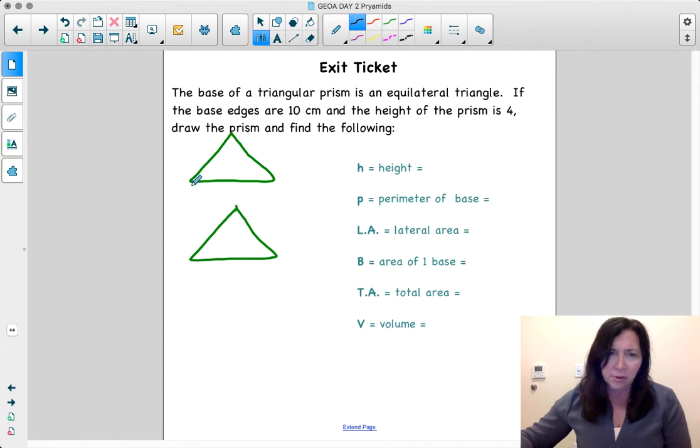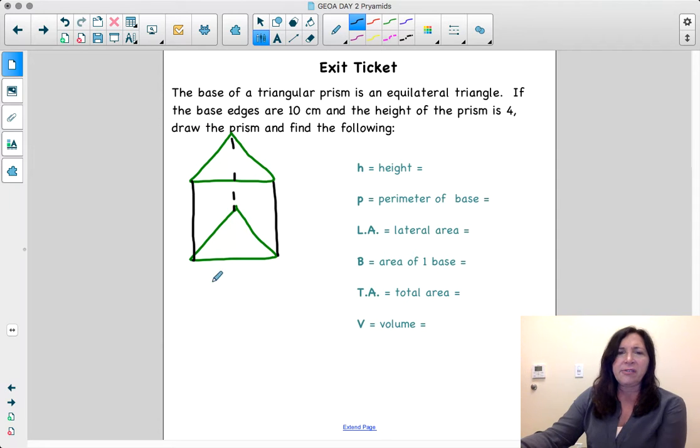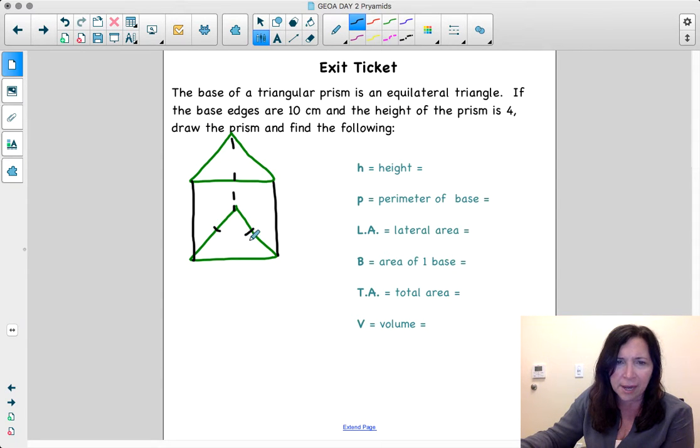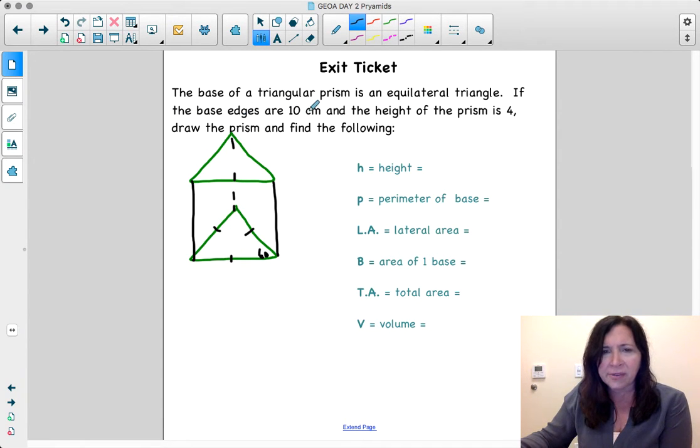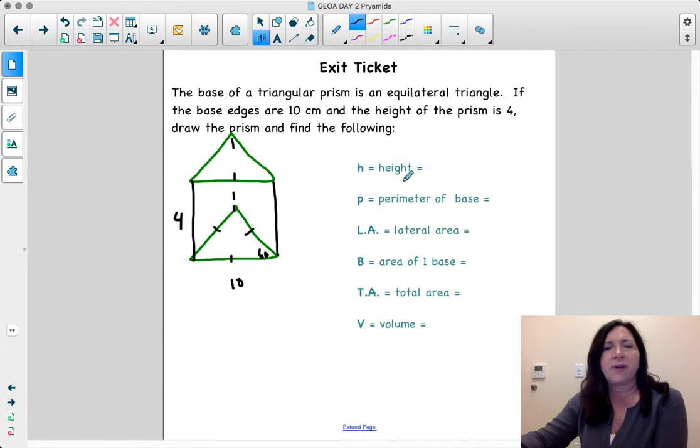And then what you do is you just connect your vertices, right? Okay, connect your vertices. So here we go. The base of a triangular prism is an equilateral triangle. So that means that all angles and sides are congruent, which means that's 60. If the base edges are 10, and the height of the prism is 4, draw the prism, check, find the following. Okay, so we need to find, well, we know the height.